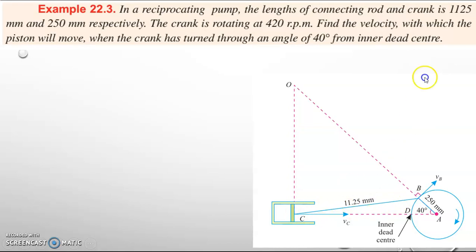The length BC is given as 1125 millimeter. And the length of the crank, this rotating link, is given by AB. The length of the crank is given as 250 mm. Find the velocity with which the piston will move when the crank is turned through an angle of 40 degrees from the inner dead center. The crank is rotating at 420 rpm.